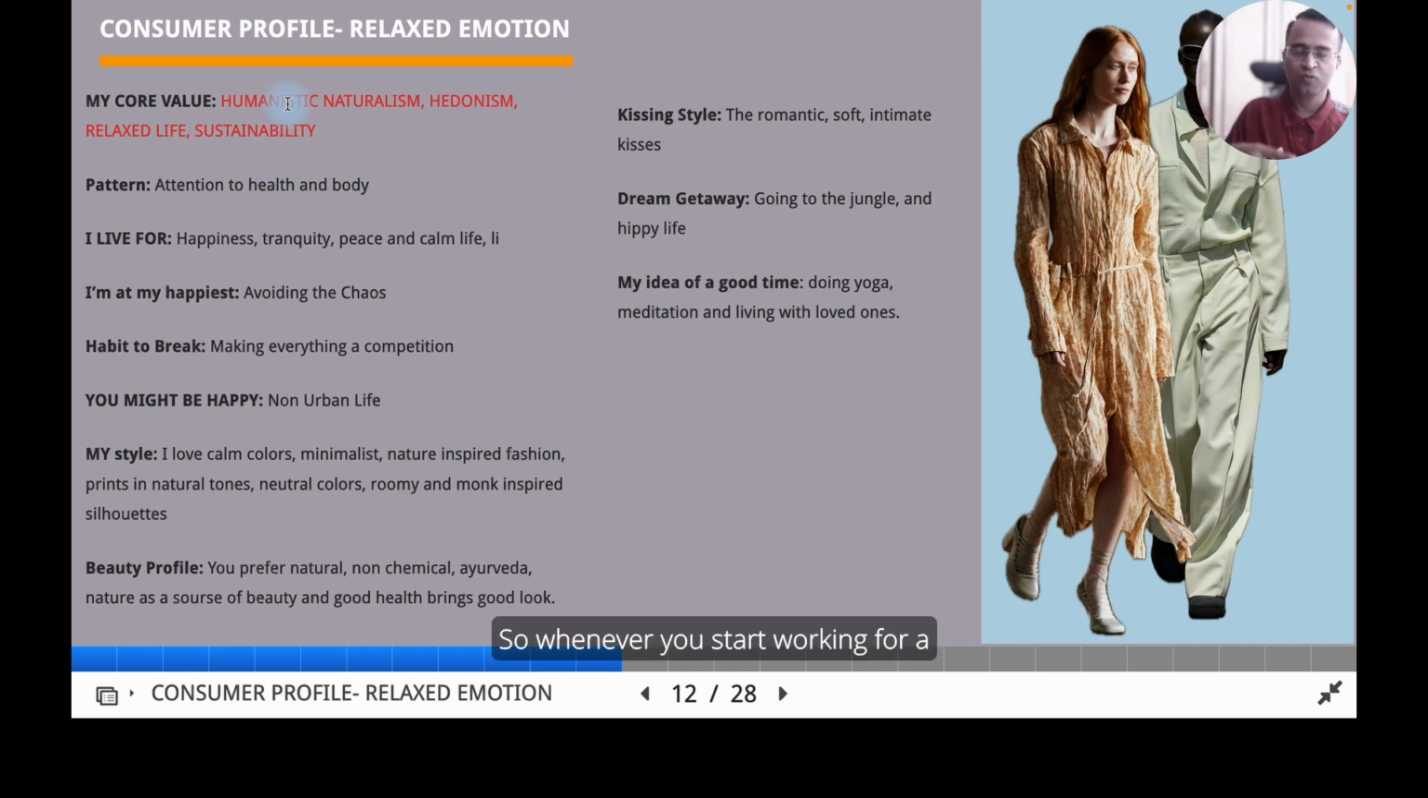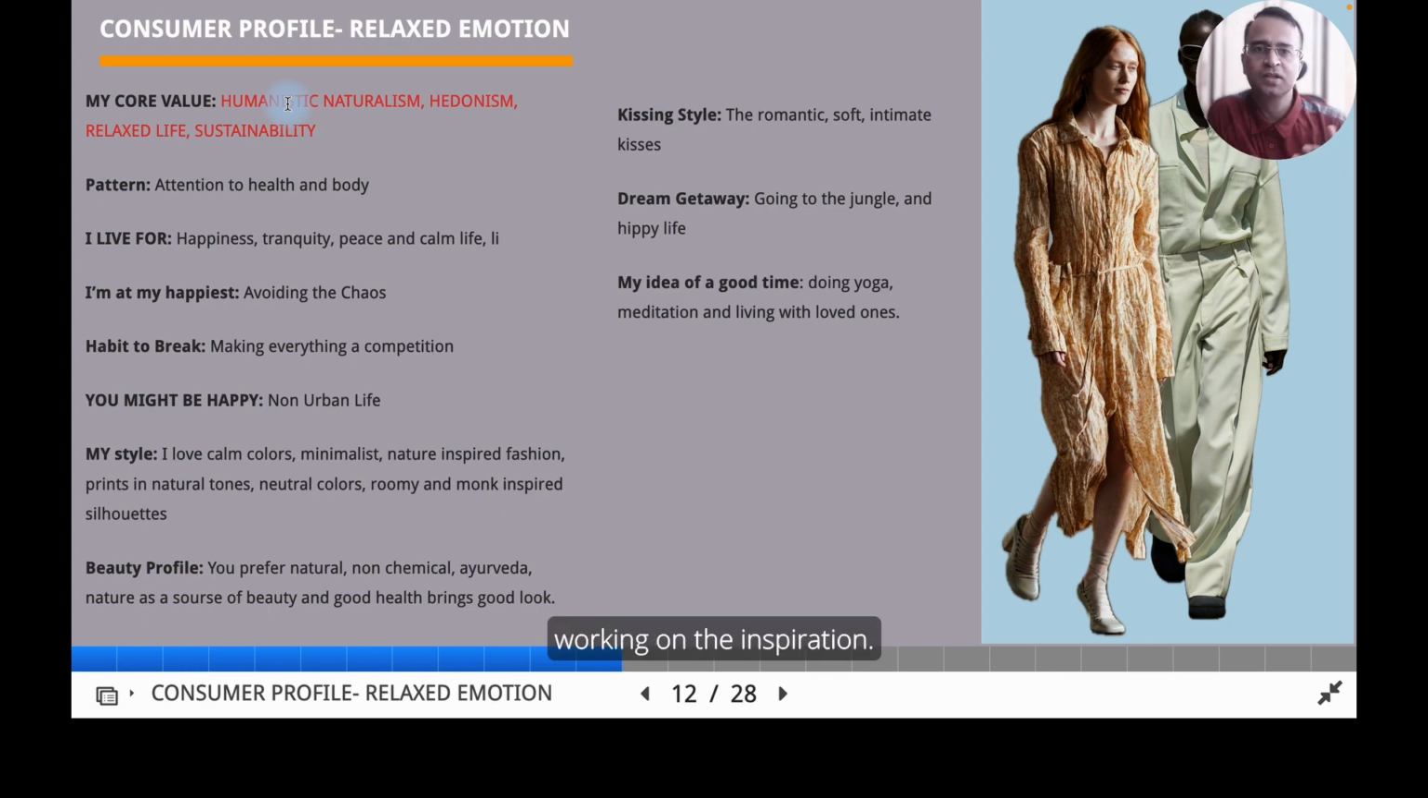Whenever you start working on a particular season, you need to build as many consumer profiles as you can to develop your product. Suppose you have developed five consumer profiles. Those five consumer profiles will be connected to five themes, and those five themes will each have a consumer profile. Then we are going to move to our product development part.